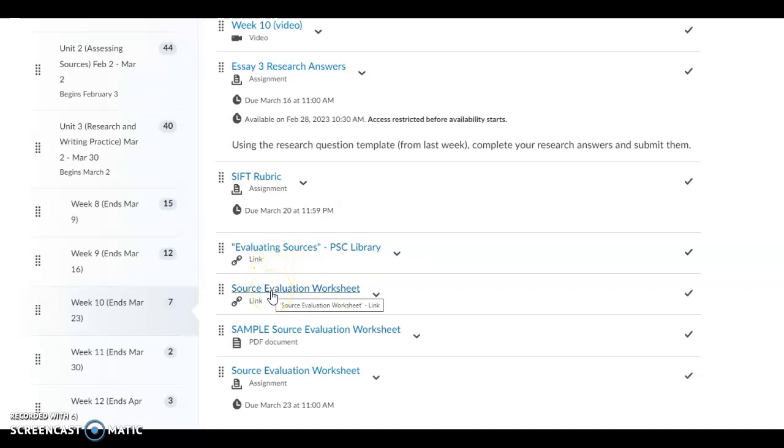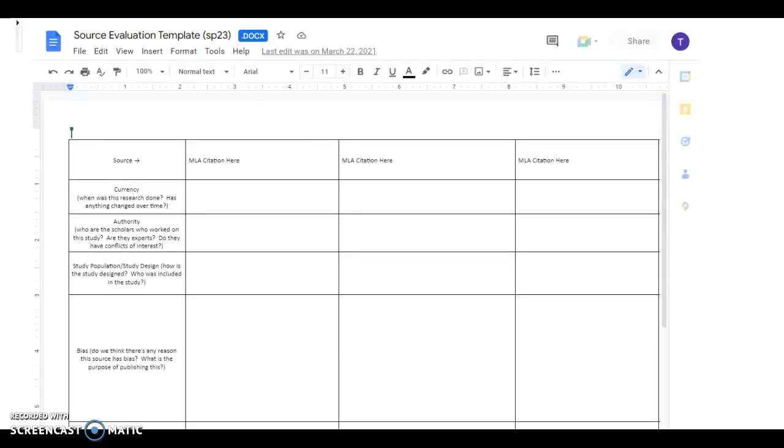Then we're going to use this source evaluation worksheet. As always, it's going to ask to make a copy. Now, this document is going to look really familiar to you. We used it last essay to actually compare your two scholarly studies. What are we going to use it for here? Well, we're going to actually use it to assess the quality and credibility of the sources you're using in your paper. So for each source you use in your paper, you put one here, one here, one here.